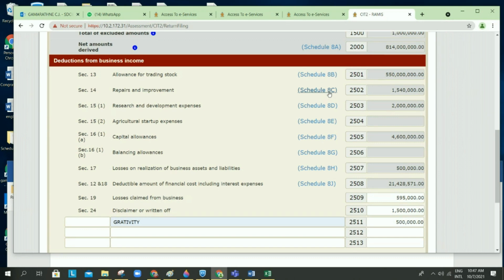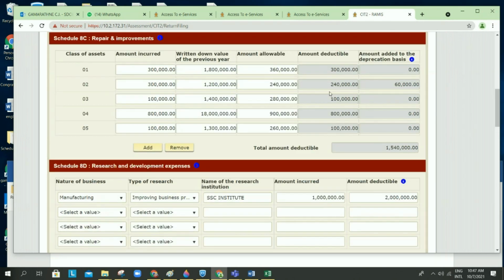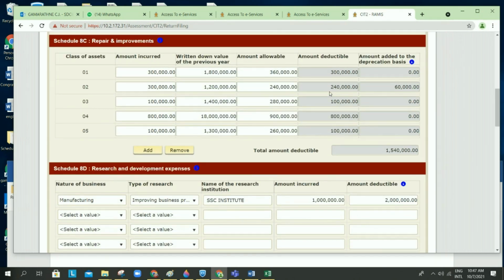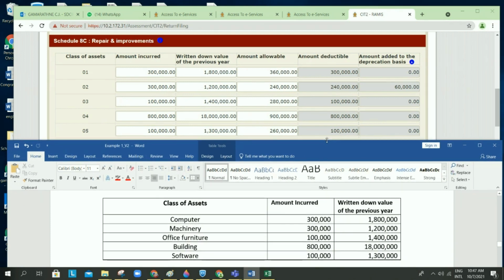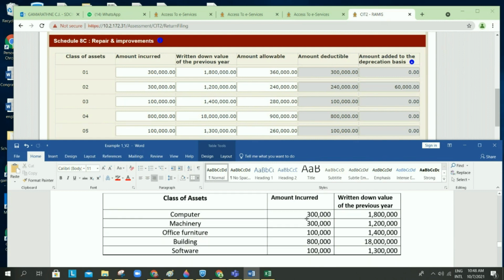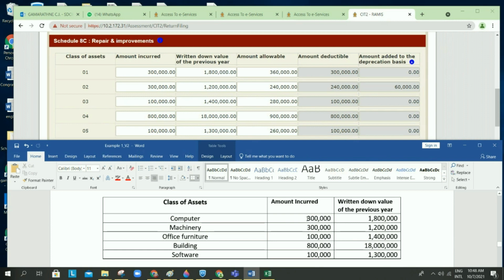The second part is related to repairs and improvements, schedule 8C, right? Schedule 8C is mainly developed based on the class of the asset, right? As given in the information of the example. Example item number 3 mentioned the amount incurred for repair and improvements. Then we enter the amount incurred value, right? Then we enter the written down value of the previous year end, right?